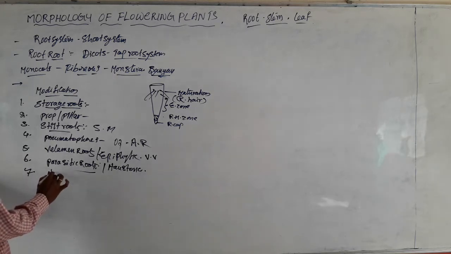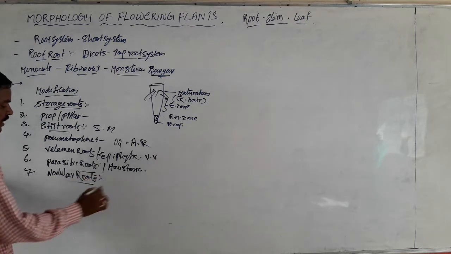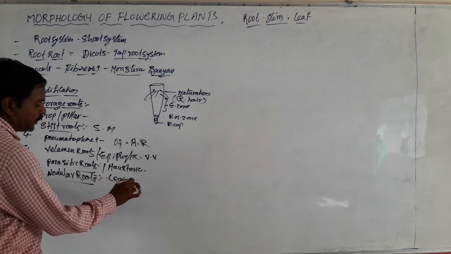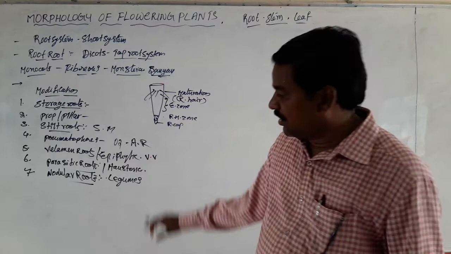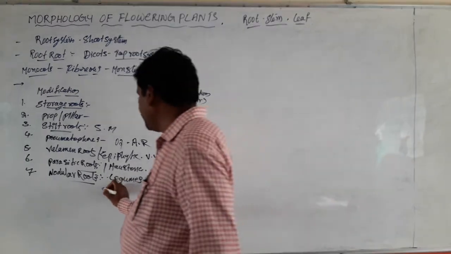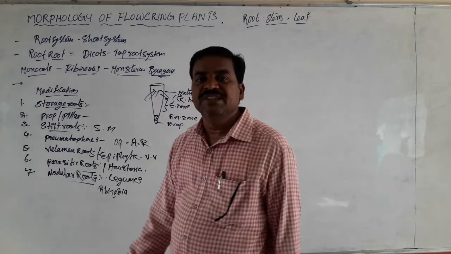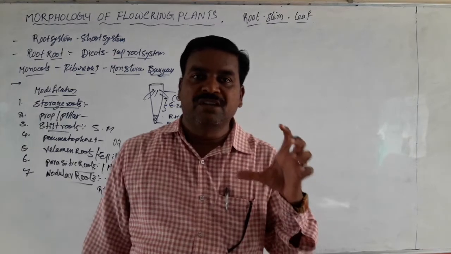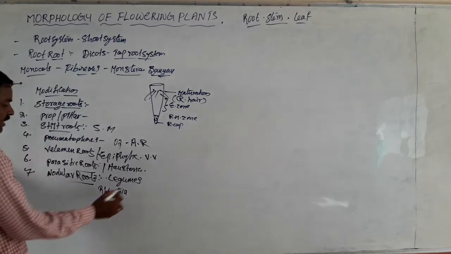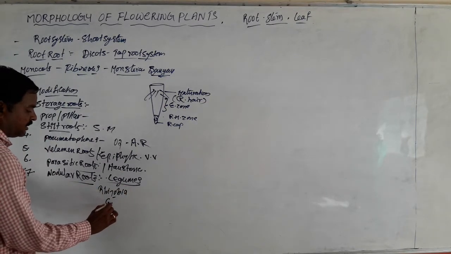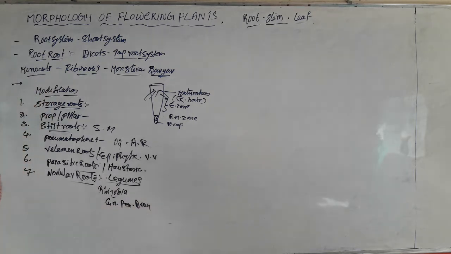Now coming to another one, nodular roots. Generally, these are present in legumes. The roots of legumes contain very small nodule-like structures called nodules. They contain the bacterium Rhizobium, which is able to fix nitrogen and improve nitrogen compounds in the soil. Generally, they are present in legumes like groundnut, pea and bean.